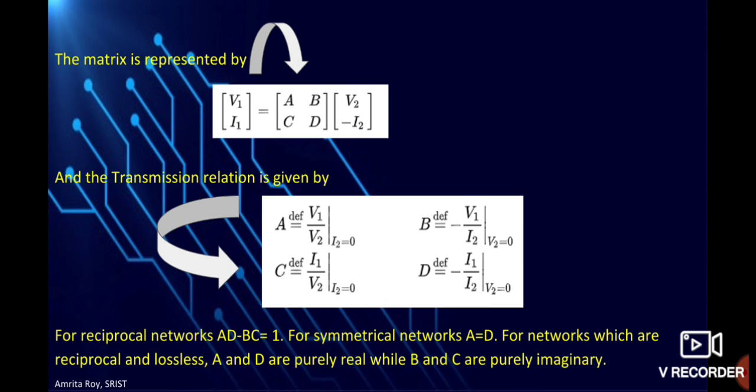Now coming to the matrix representation. On the left hand side, the dependent variables, that is V1 and I1, will form a 2 cross 1 matrix, and on the right hand side we will get a 2 cross 2 matrix of ABCD parameters multiplied with a 2 cross 1 matrix of the independent variables. Now you can see that in this case the current I2 is represented as minus I2.